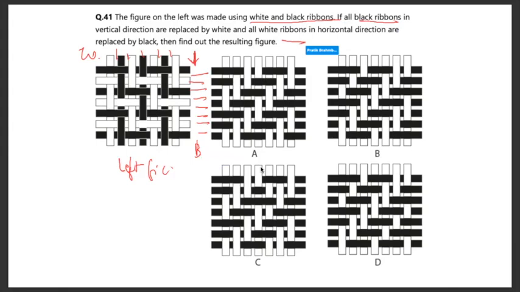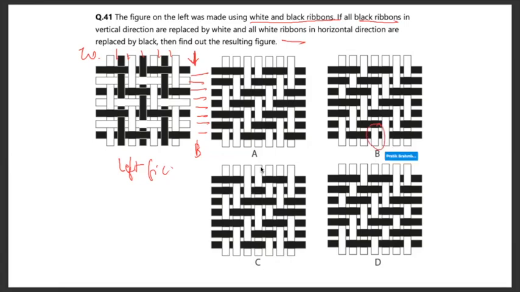Look, here we are not changing anything, we are not even rotating, we are just changing the color of the ribbons. आपके सारे vertical ribbons white होंगे, आपके सारे horizontal ribbons black होंगे. What will it look like? Here again, we are going with the same method of comparing the options together. When I compare the options amongst themselves, what you will find is between B and D, the fourth strip is something which is looking different between B and D.